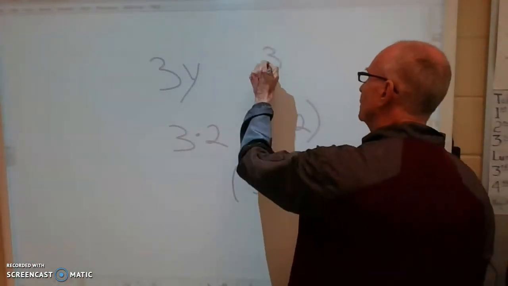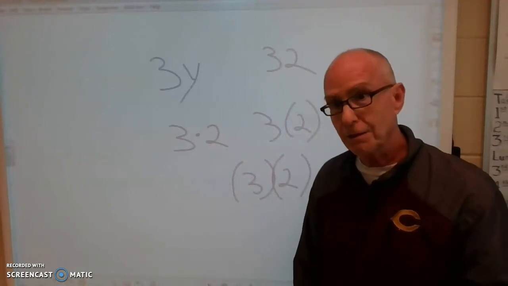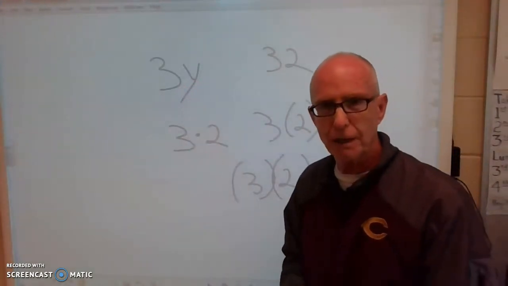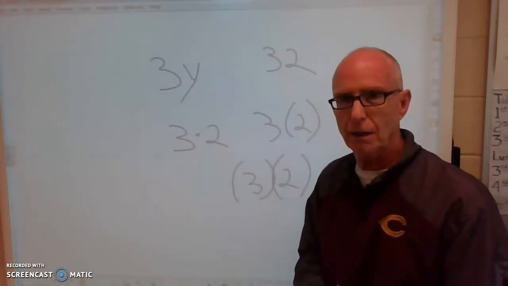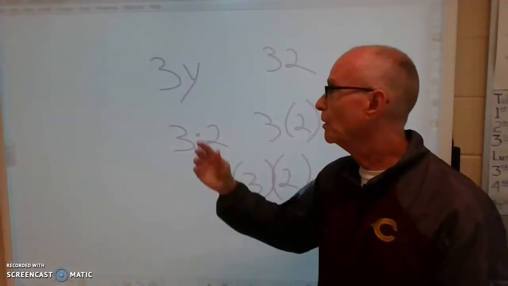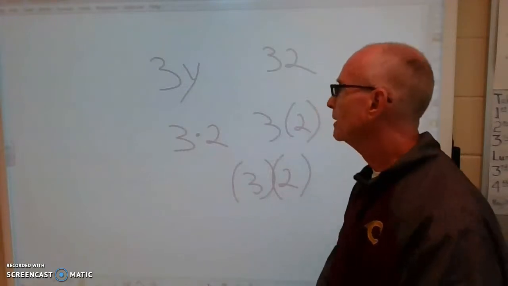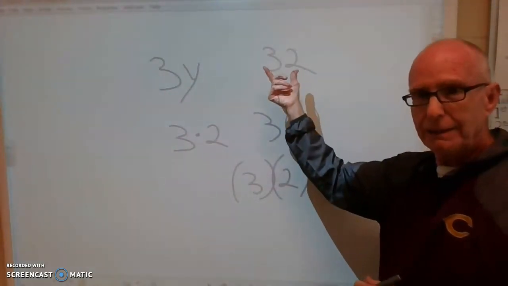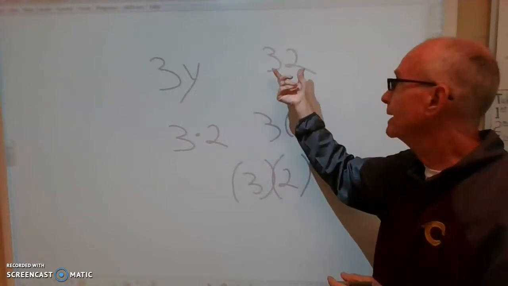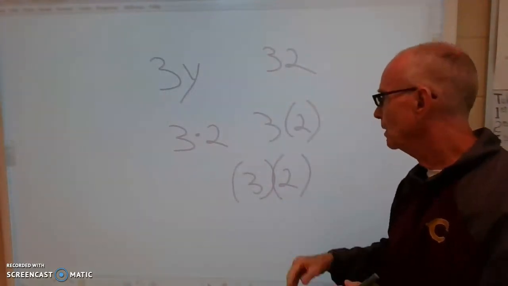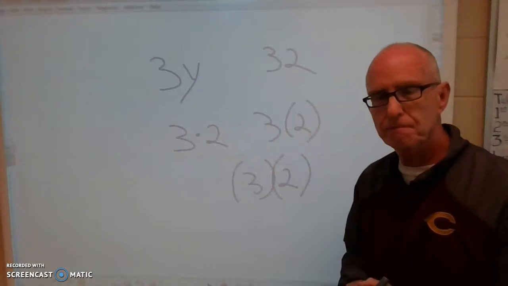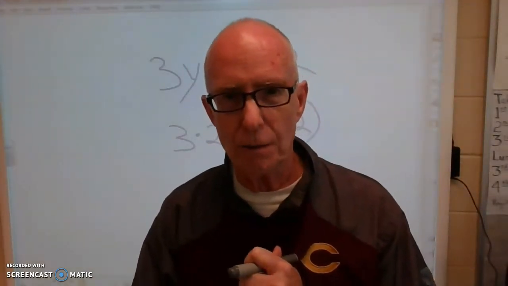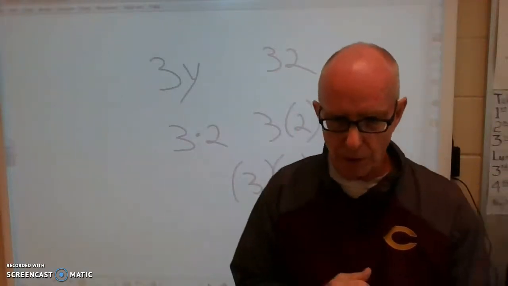But not 3 2 with nothing between, because that looks like 32. So when you put nothing, it has to be a variable involved. If you're going to put no sign in there at all, it has to be a variable or an unknown or a letter involved. That can be 3y. In algebra, that can't be 3 times 2. That's just 32. 3 times 2 has got to look like one of these. Occasionally, you'll still see the times sign, but rarely will you see that in algebra. So now we've got that cleared up. We know what that means.